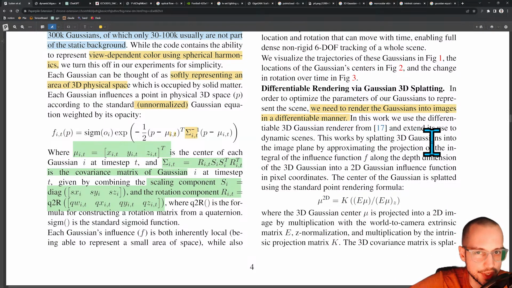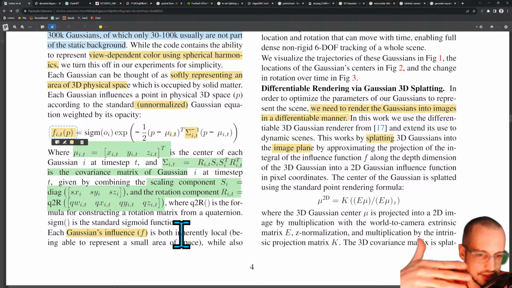This works by splatting 3D Gaussians into the image plane, so 3D into 2D, aka making a 3D thing 2D, by approximating the projection of the integral of the influence function f across the depth dimension of the 3D Gaussian into a 2D Gaussian influence function in pixel coordinates. I don't know why they call it influence function. That makes it sound so much more fancy than it is, but each Gaussian influence f is just literally this. And it's basically how much this Gaussian is contributing to the final appearance of this pixel, right?